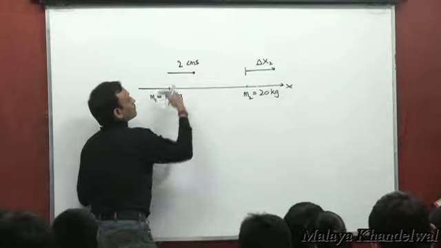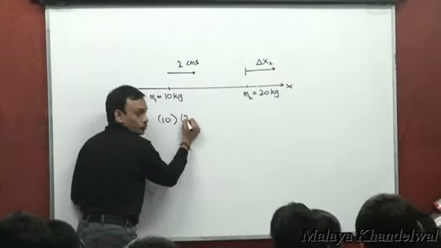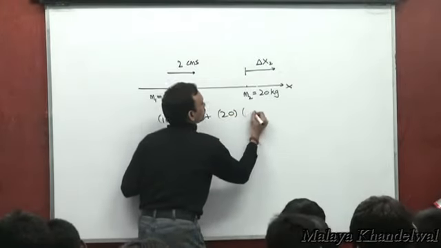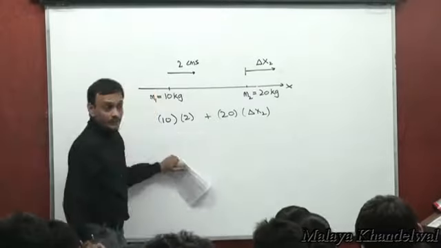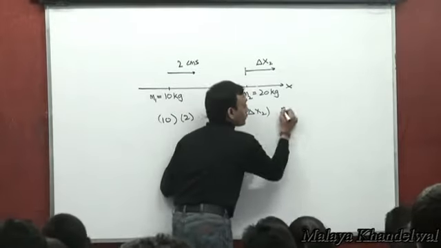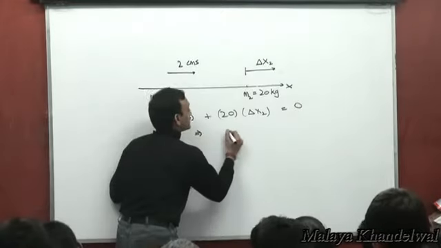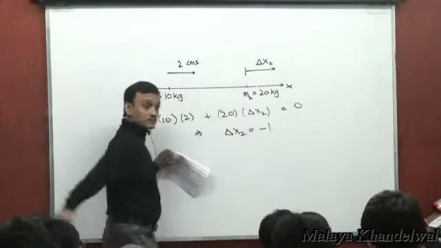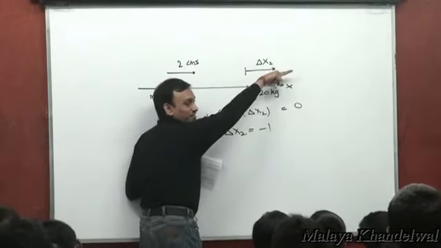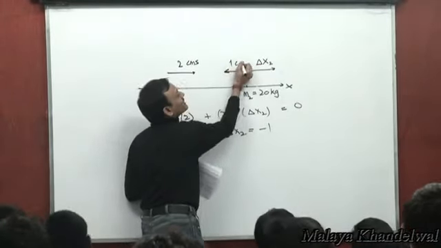Now, the change in the numerator is 10 into 2 plus 20 into delta x2. This is the change in the numerator, m1 into change in x of this, m2 into change in x of this, that must be 0, yes or no? Which gives me delta x2 as minus 1. I've chosen delta x2 in this direction, it turns out to be minus 1, that means this shifts by 1 centimeter leftwards.